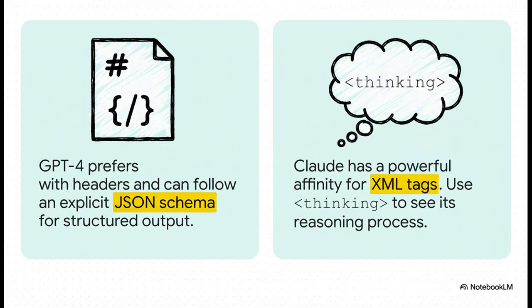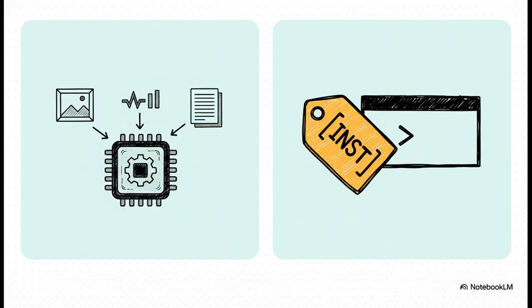Claude, on the other hand, has this unique and really powerful thing for XML tags. You can literally ask it to put its reasoning inside thinking tags, and it will actually structure its whole thought process for you. It's pretty cool. Meanwhile, Gemini's big strength is its native support for multimodal inputs and its use of system instructions to set broad context. And then there's Llama.